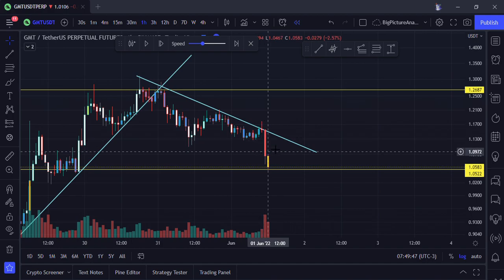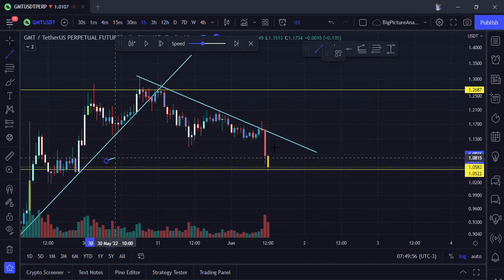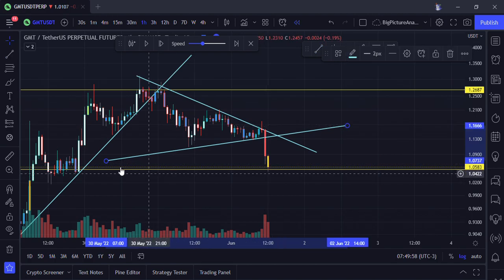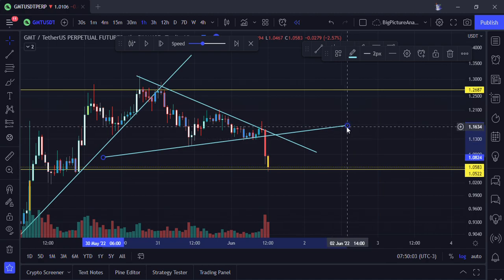Okay, I saw this big candle. When I saw this big candle, I was not trading. I was waiting for the breakout. If you are a very smart guy, you also saw that there was a trend line here. It's not the best trend line in the world, but there was a trend line here.